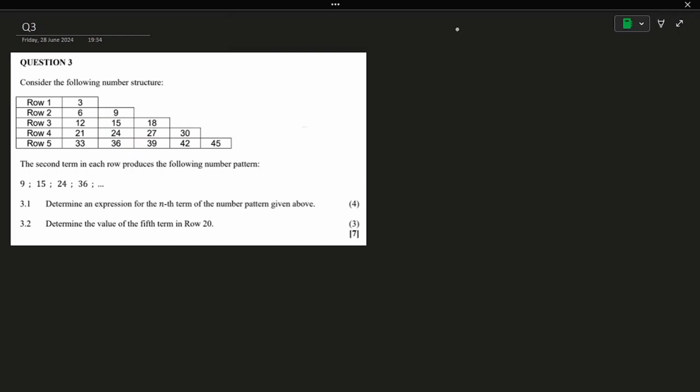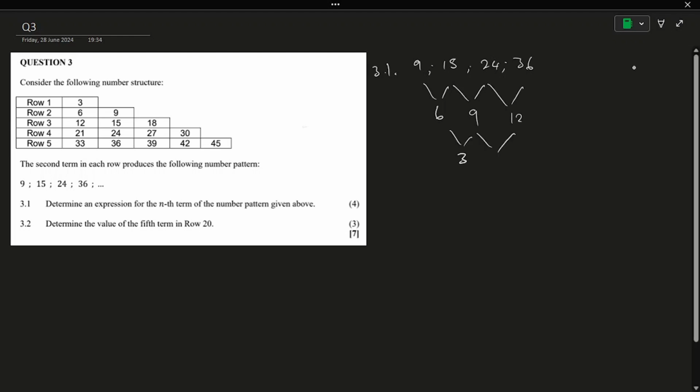3.1, determine an expression for the nth term of the number pattern given above. So we have 9, 15, 24, and 36. We're trying to determine the expression for the nth term, so that's the general formula. In other words, we can try to find the common difference. 15 minus 9, that is 6, and 24 minus 15, that is 9, and 36 minus 24, that is 12.